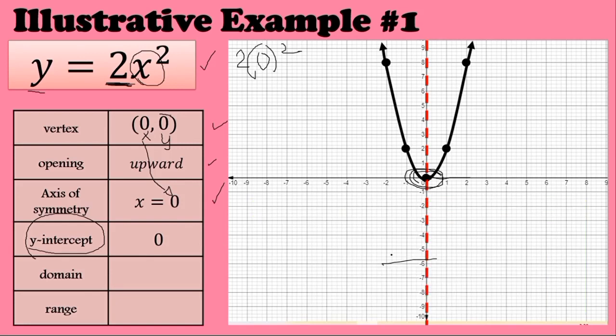Now, what is domain? The domain will always be the set of all real numbers because the domain is your independent variable.